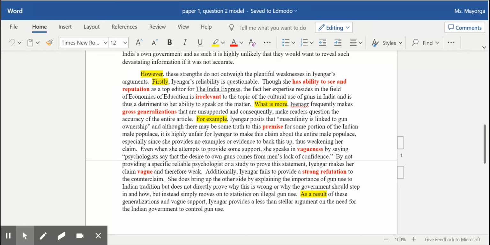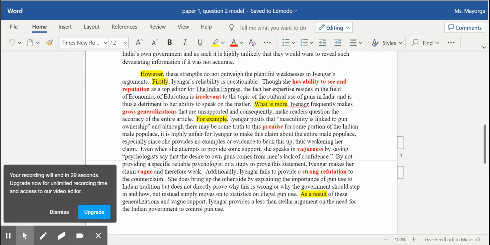And then I go over the generalizations, her vagueness, how her premises are unsupported. And at the end, I talk about the fact that she fails to provide a strong refutation. I say she does bring up the other side by explaining the importance of gun use to Indian tradition, but does not directly prove why this is wrong or why the government should step in and how, but instead simply moves on to statistics on illegal gun use.